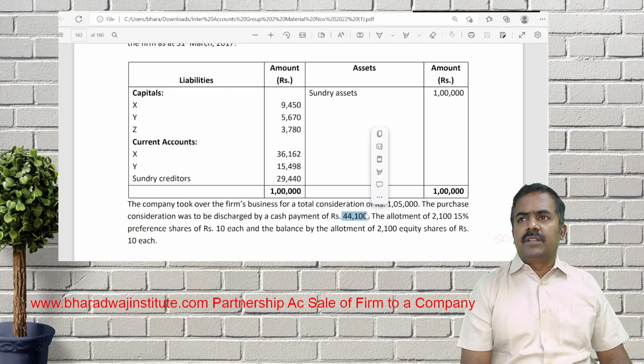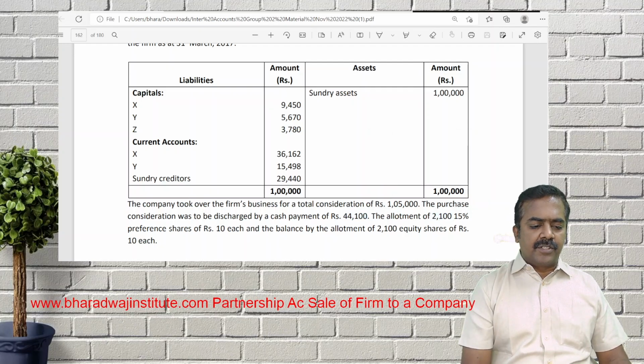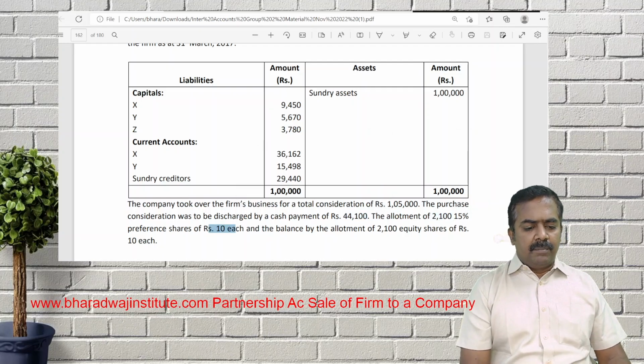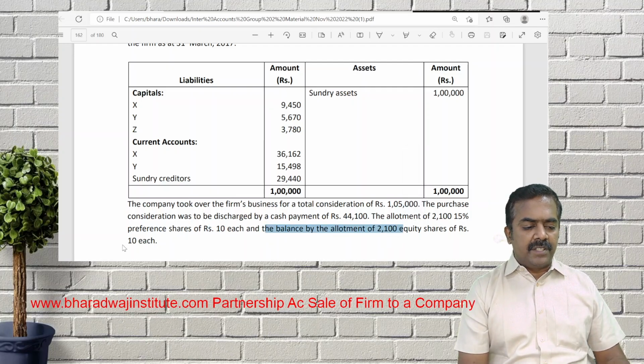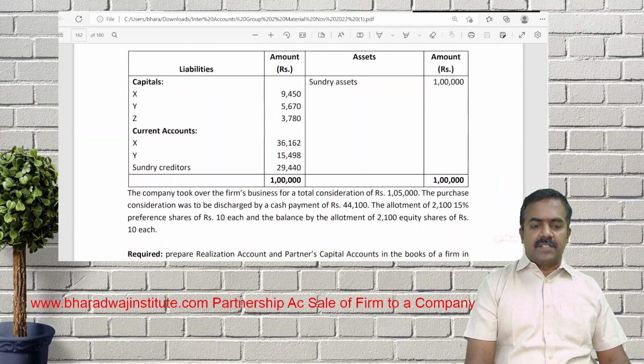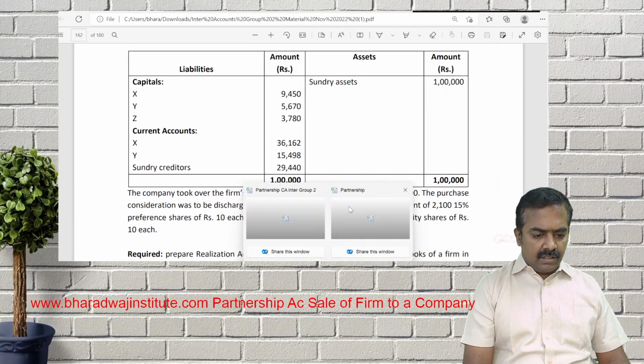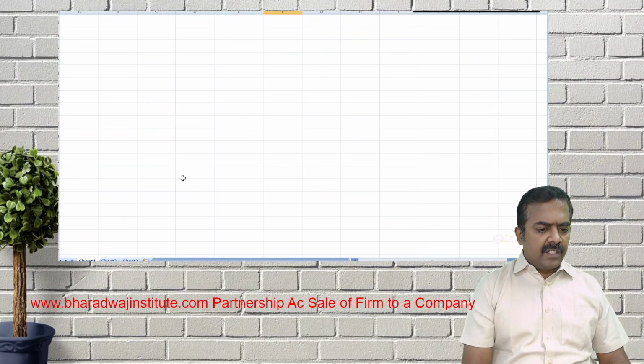The purchase consideration is: cash payment 44,100, 2,100 preference shares of 10 each, and the balance by allotment of equity shares of rupees 10 each. So this is the purchase consideration. Let us verify the purchase consideration.